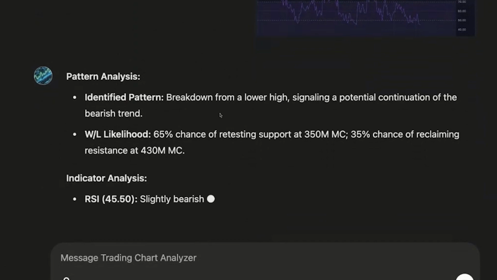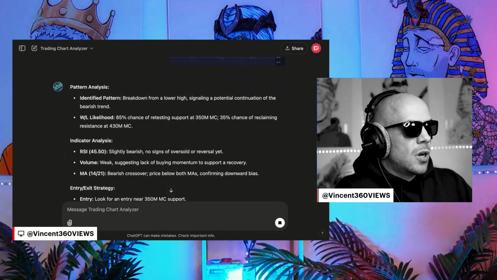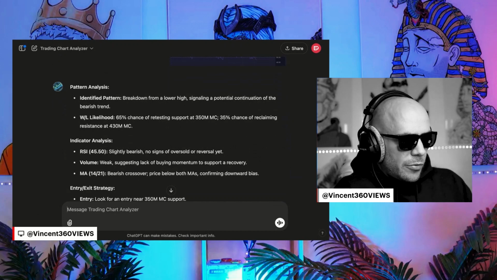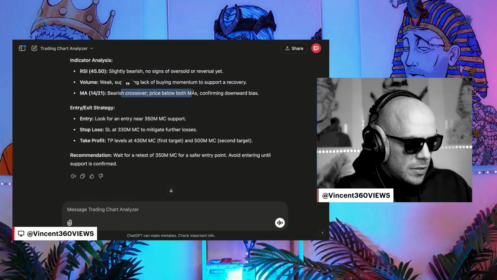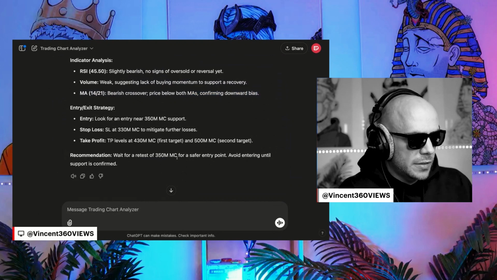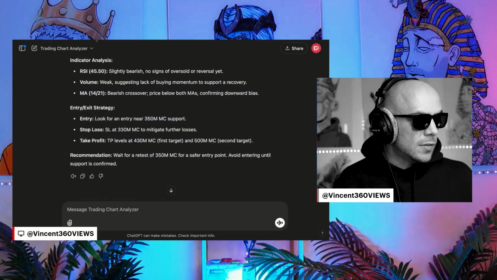Zerebro pattern: identify breakdown with lower high, signaling potential continuation of the bearish trend. 65% chance of retesting support at 350, 35% chance of reclaiming resistance. RSI slightly bearish. Volume weak, suggesting lack of buying momentum to support a recovery. MA 40 and 21 bearish crossover, price below both EMAs, confirming downtrend. Wait for a retest for a safer entry point. Cool. So we wait on this one too.